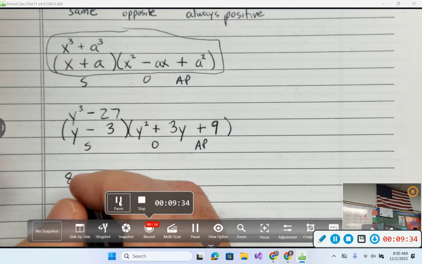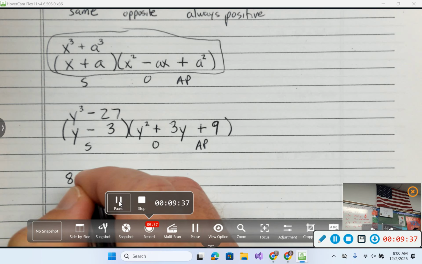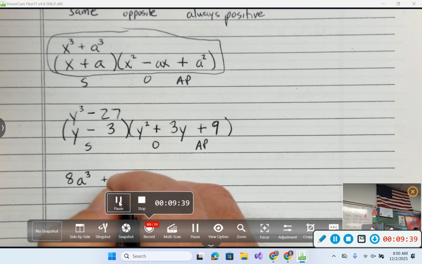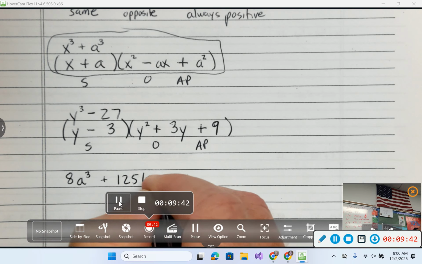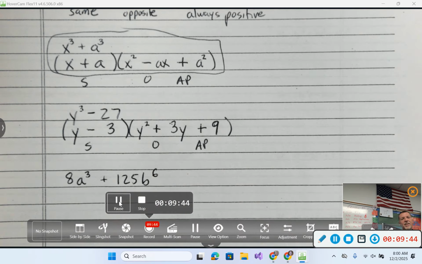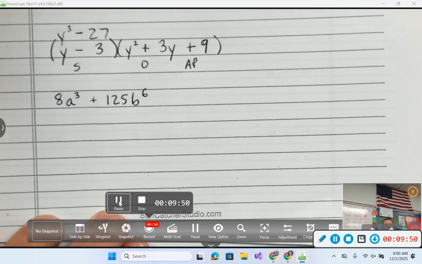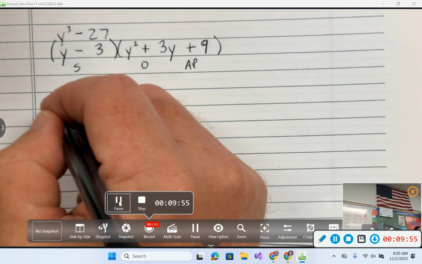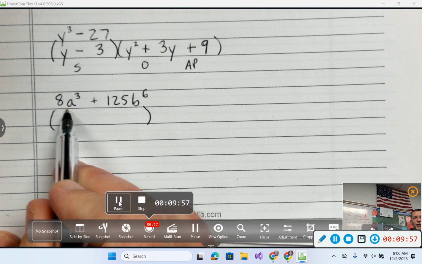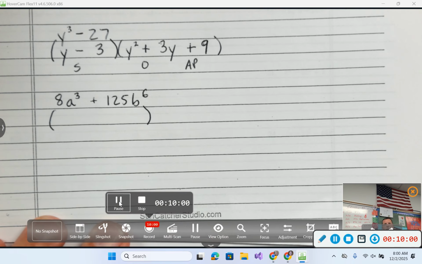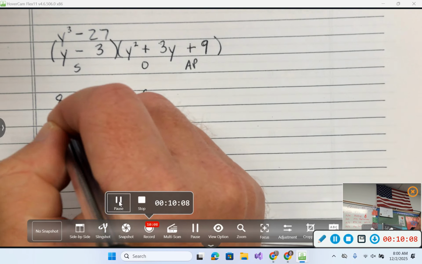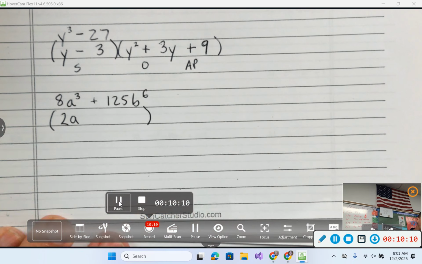Oh, let's do one more that's crazy here. 8a cubed plus 125b to the 6th. Well, what would I cube to get to 8a cubed? Not 8a, because if I cubed 8, I'd get something really big. 2a. If I cube 2, I get to 8. If I cube a, I get a cubed.